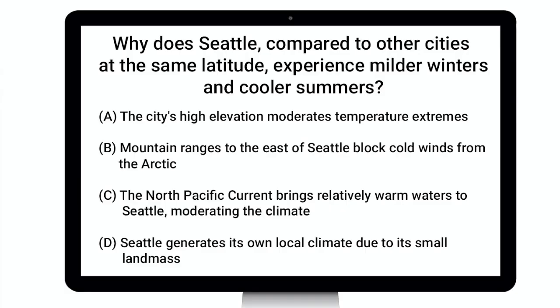Here's an example question about climate. Why does Seattle, compared to other cities at the same latitude, experience milder winters and cooler summers? The city's high elevation moderates temperature extremes. Mountain ranges to the east of Seattle block cold winds from the Arctic. The North Pacific Current brings relatively warm waters to Seattle, moderating the climate. Or Seattle generates its own local climate due to its small landmass.